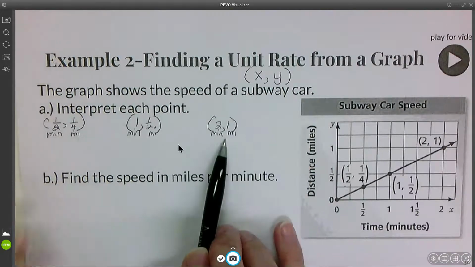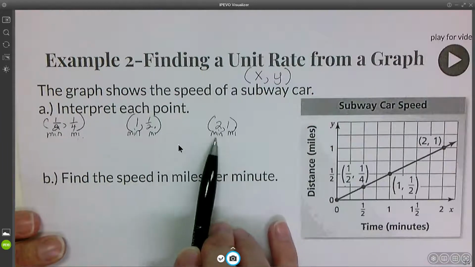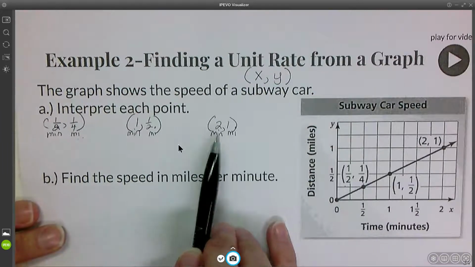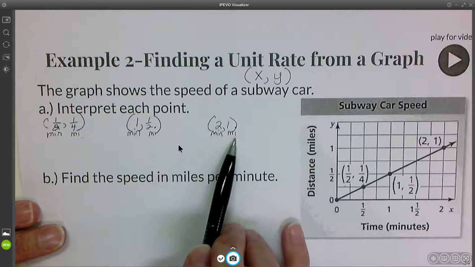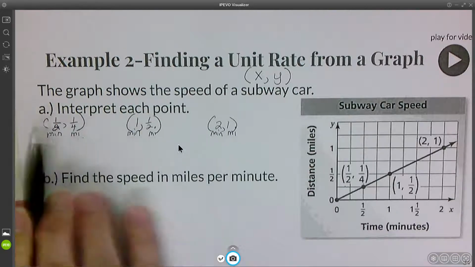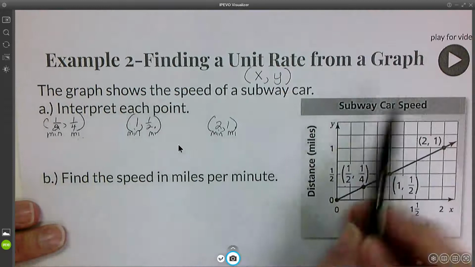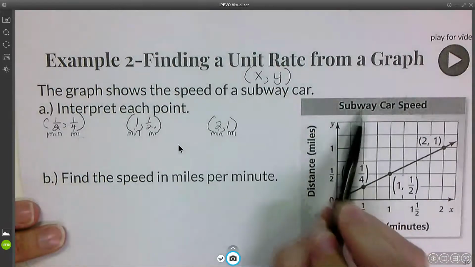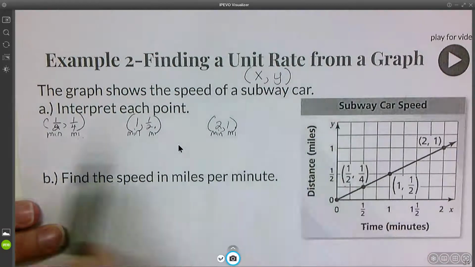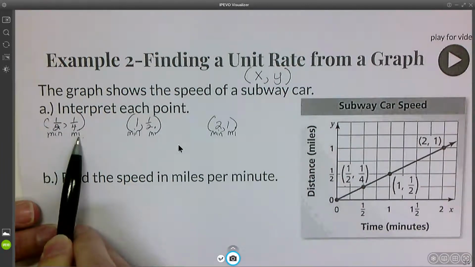Each one of these, it's always best to go with y when you're describing it first. It makes more sense. You could very easily say that in 2 minutes, the subway car travels 1 mile. In 1 minute, the subway car travels a half a mile. Or in a half of a minute, the subway car travels 1/4 of a mile. As long as you're talking about what's moving or what the table's all about, and then again, writing a sentence describing both of your units.